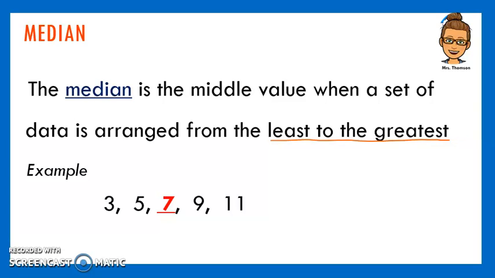So for example, this set here has 3, 5, 7, 9, and 11. And the middle number here is 7. And we know it's the middle because we have 2 on this side and 2 on this side. So therefore we know the median is 7. Nice and easy, no problems there.